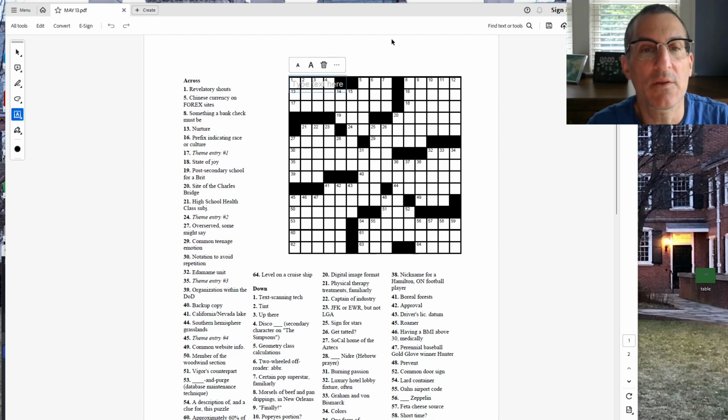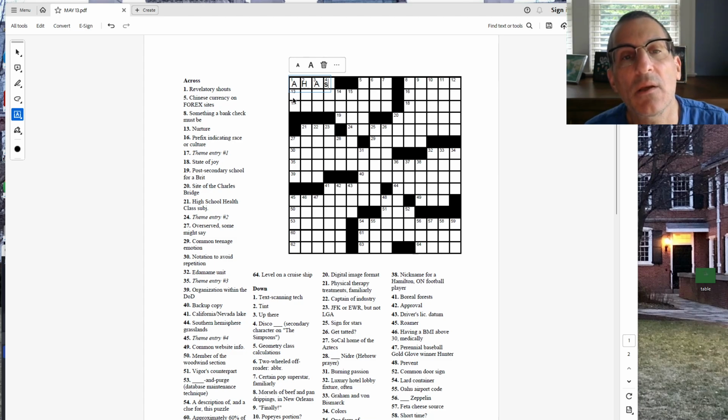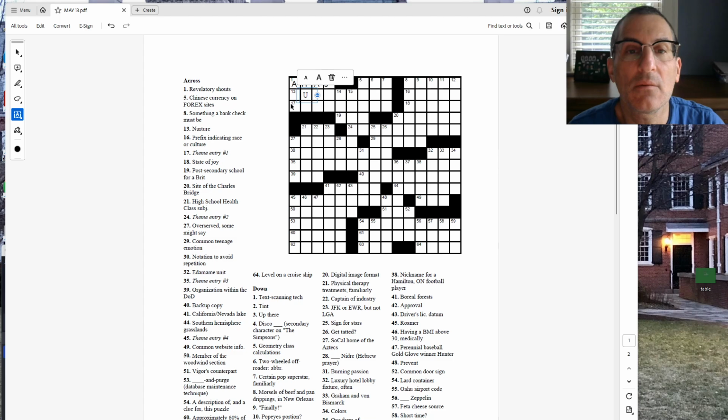All right, revelatory shouts, I think that's ahas. So we can do going down now. One down is text scanning technique. I would have thought natural language recognition or something. Two down, tint is going to be a hue. So let's do that.